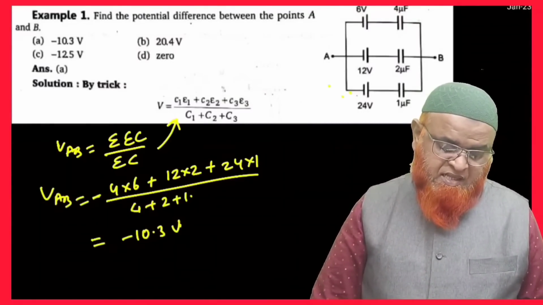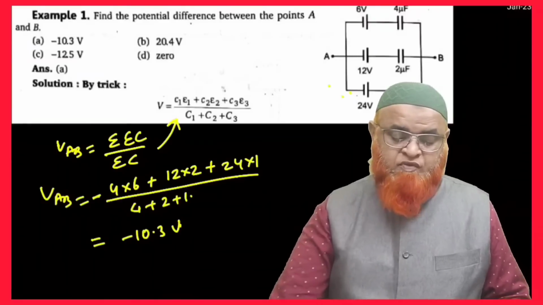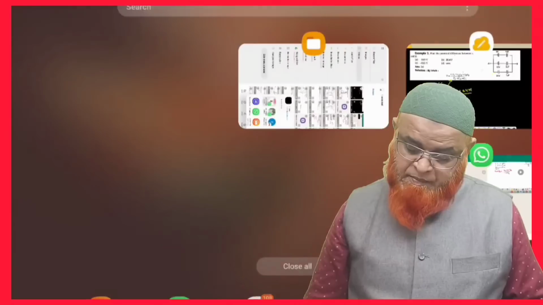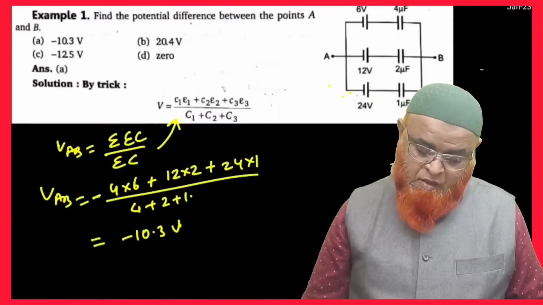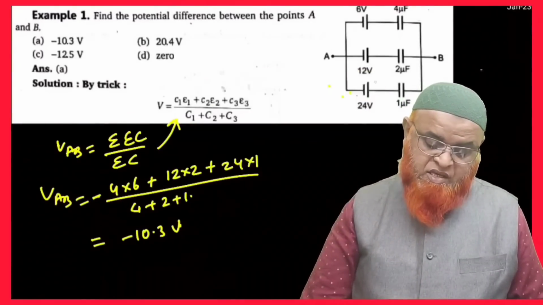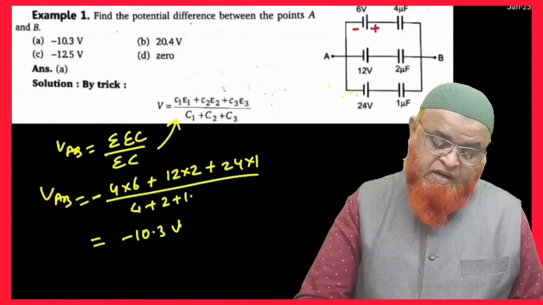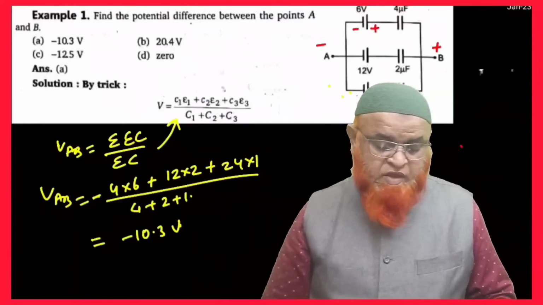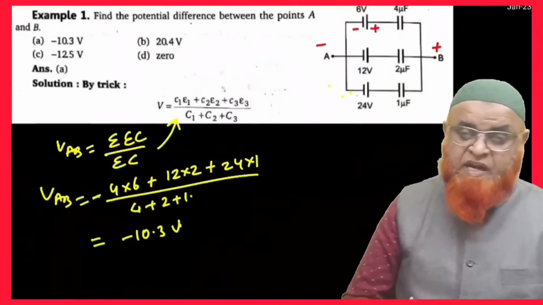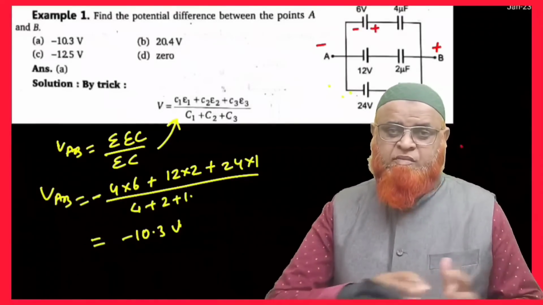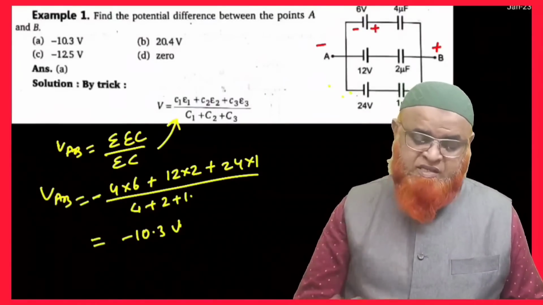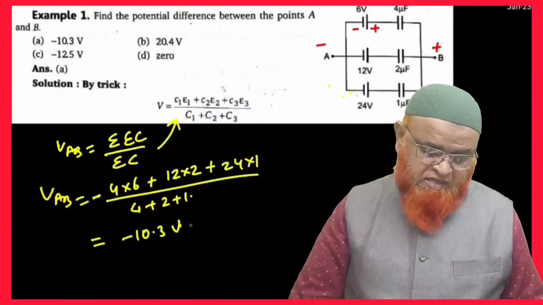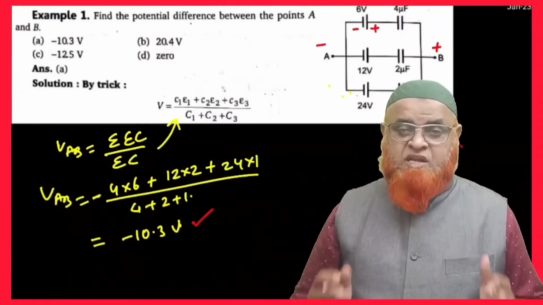Actually, you have to consider this as minus here. Why? Because if you observe here, you will notice one thing. Here, this is negative and this is positive. So A is negative and B is positive here. So we are taking A as negative and B as positive, coming from A to B here. As the negative terminal is this side, you have to consider this as a minus. So this is going to be the correct answer.